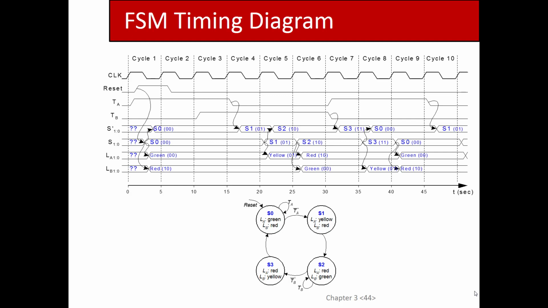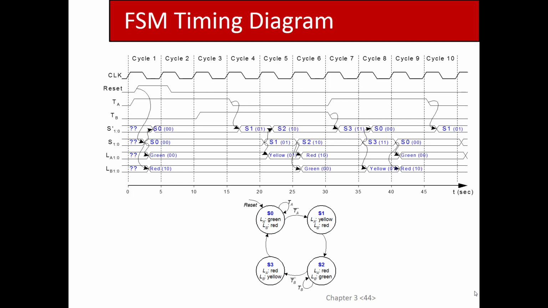OK, so where are we at? We're at cycle 5. So cycle 5 is when we go into our yellow state for our east-west road. We're only there for one cycle. So that's why you see this guy is exactly one cycle wide. So we go to S2 unconditionally on the next rising edge.